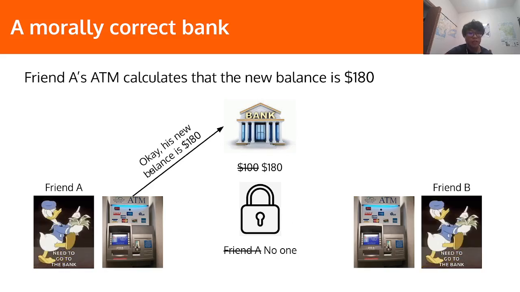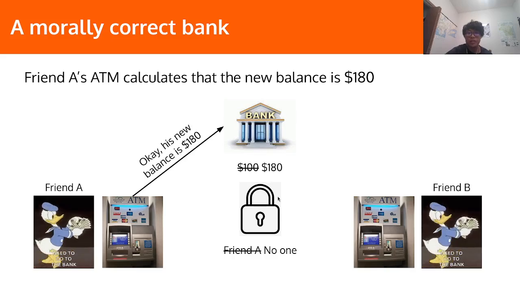So A updates the balance to $180, right? And then once we're done updating, we're done with the transaction. So we release the lock as well. So now nobody is holding the lock again. And the bank remembers that B is waiting for the lock, right?